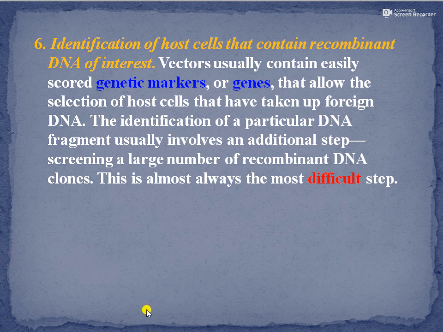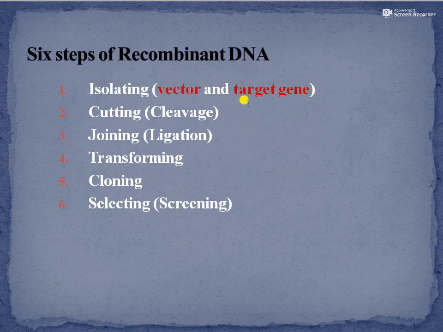So if you consider genetic engineering, it mainly includes six main steps as we had mentioned earlier. These steps include isolating the vector as well as the target DNA, cutting it with restriction endonucleases, joining it by the process of ligation, transforming the recombinant DNA into the host cell where it can multiply rapidly, then cloning, that is, multiple copies of the host cells are being created, and then you screen the host cells to see whether they have the recombinant DNA or not.